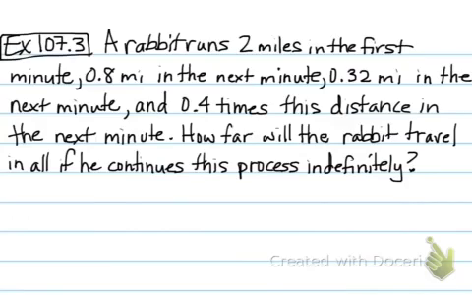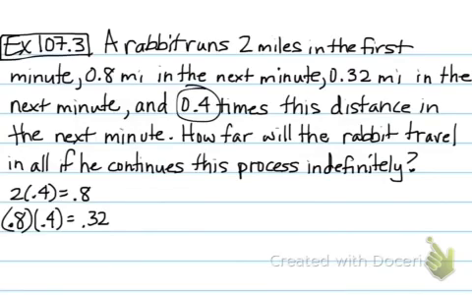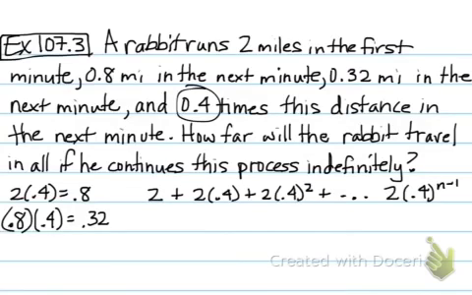But it does tell us that he's running 0.4 times the distance in the next minute, so we can assume that our r is 0.4, but we want to double check it. So we're going to take 2 times 0.4, and we do get the next value, which is 0.8. And when we multiply 0.8 times 0.4, we get 0.32. So that checks out that our r is going to be 0.4. So our initial value is going to be 2, and our r is going to be 0.4. 0.4 is less than 1, so it does check out as a convergent series.